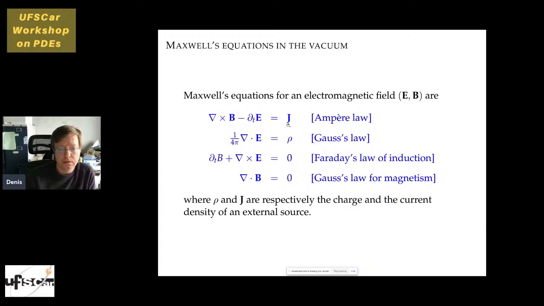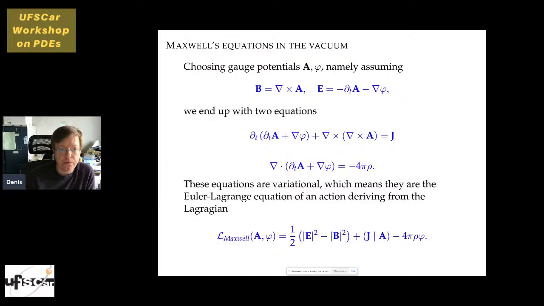Now, you know that those Maxwell equations come from a variational principle. In fact, if you choose a gauge potential, so you write B as the curl of a magnetic potential, and if it's static, there is no contribution from the magnetic field, and E is just the gradient of some function, then you end up with only two equations. These two equations arise as the Euler-Lagrange equations of an action, the Maxwell Lagrangian, which is one half of the difference of the square of the norm of the electrical field and the magnetic field, plus the current density applied on the magnetic potential, minus, where 4 pi is just a normalization, the charge density times the potential phi.